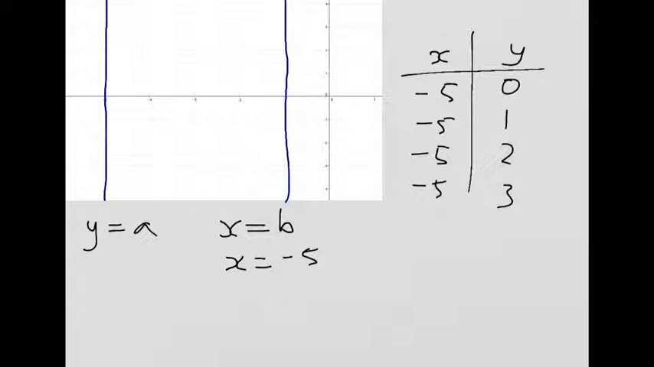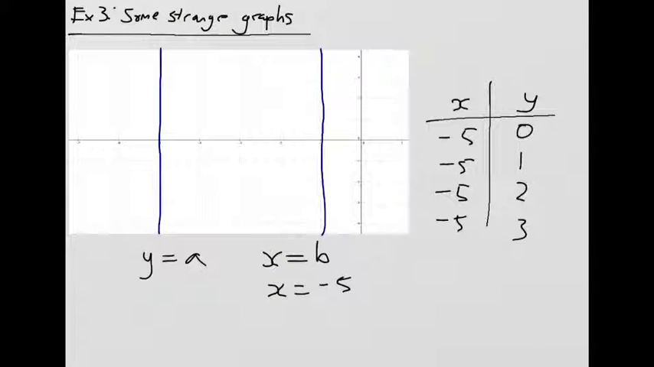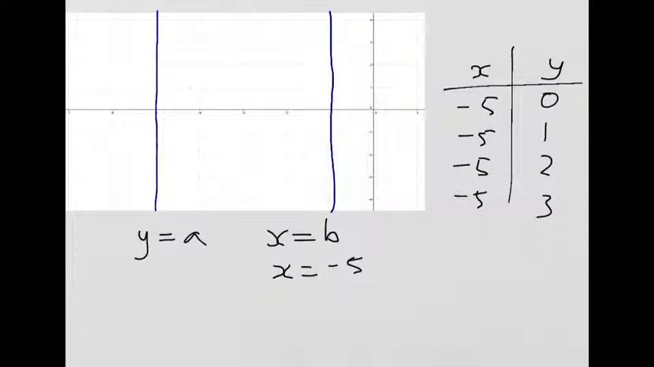Okay? So, let's look at a specific linear relation. We're going to look at the linear relation x plus 4.5 equals 0. We're going to graph it. We're going to identify any intercepts that it has. And we're going to find domain and range.